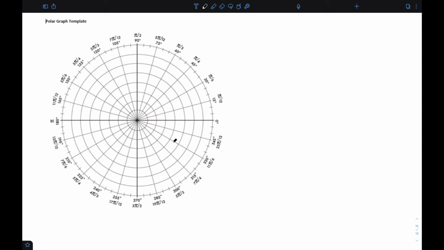Here's what a polar graph looks like. We have our polar axis, and then we denote several different angles. If we want to denote a point like 3 comma pi over 4, we would go out 1, 2, 3 to this third circle, and then around to pi over 4. So this point here would be point P.